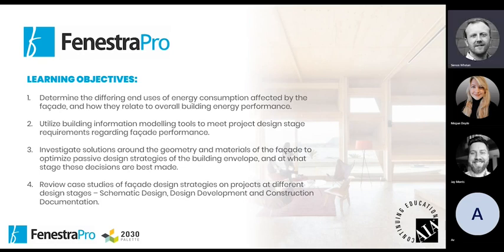We're going to look at a couple of solutions, particularly, as I said, between the geometry and the materiality of the facade, and how we can use something like Fenestra Pro to optimize our passive design strategies and some of these decisions that we're making at different design stages of your building envelope, and what stage these decisions are best made. And then we're going to take a couple of minutes looking at some case studies of different projects in different places at different stages. So, as I said, conceptual, schematic, DD, CD, and just talk about early stage, high level decisions, late stage, very detailed decisions, and some of the detail around that.